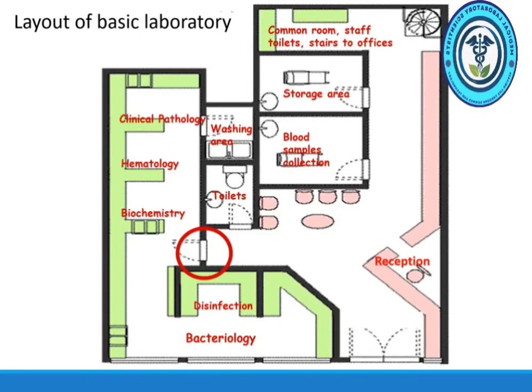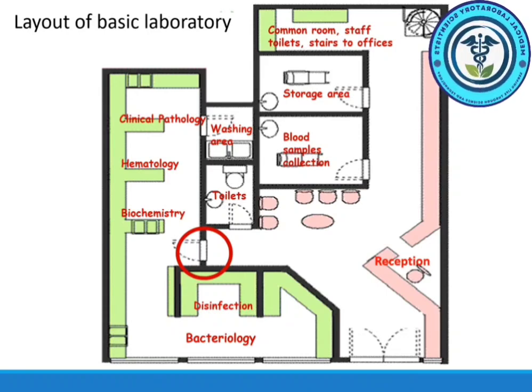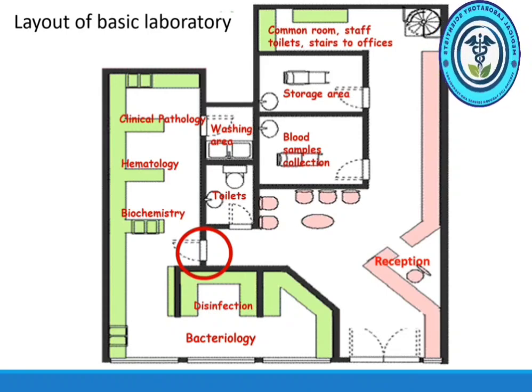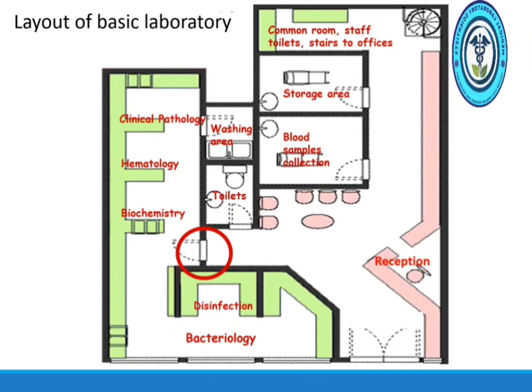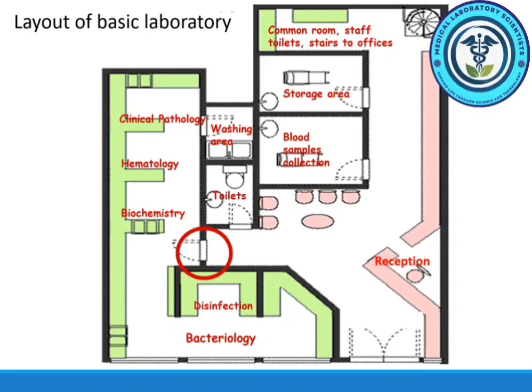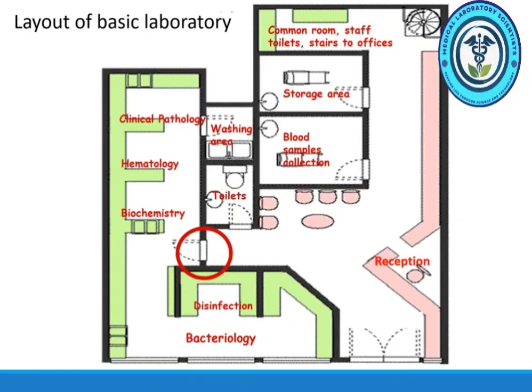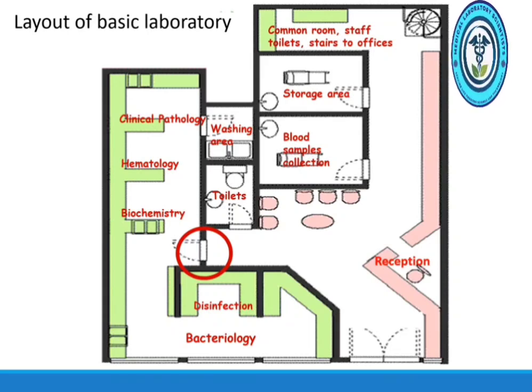This image shows a sample layout of a basic laboratory, with the entrance seen at the lower right-hand side, which leads into a reception, a waiting area, and toilets for the patients. From there, they may go to the adjacent room to get their blood samples collected. Once the sample is collected, it is taken inside to the appropriate section for processing. Within the laboratory, there are different sections and areas for washing and disinfection. There is a separate storage area, staff room, and staff toilets, and there are stairs leading to the office area.